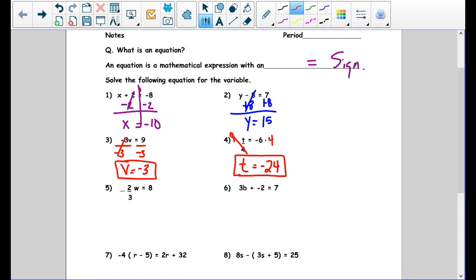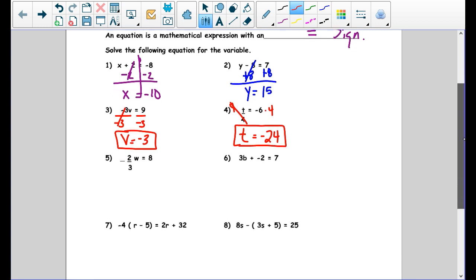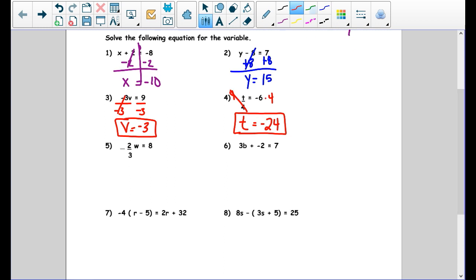Now, take a look at 5. How do I get rid of fractions? What if I have negative 2/3 w equals 8? How do I get rid of a fraction? I multiply by what?